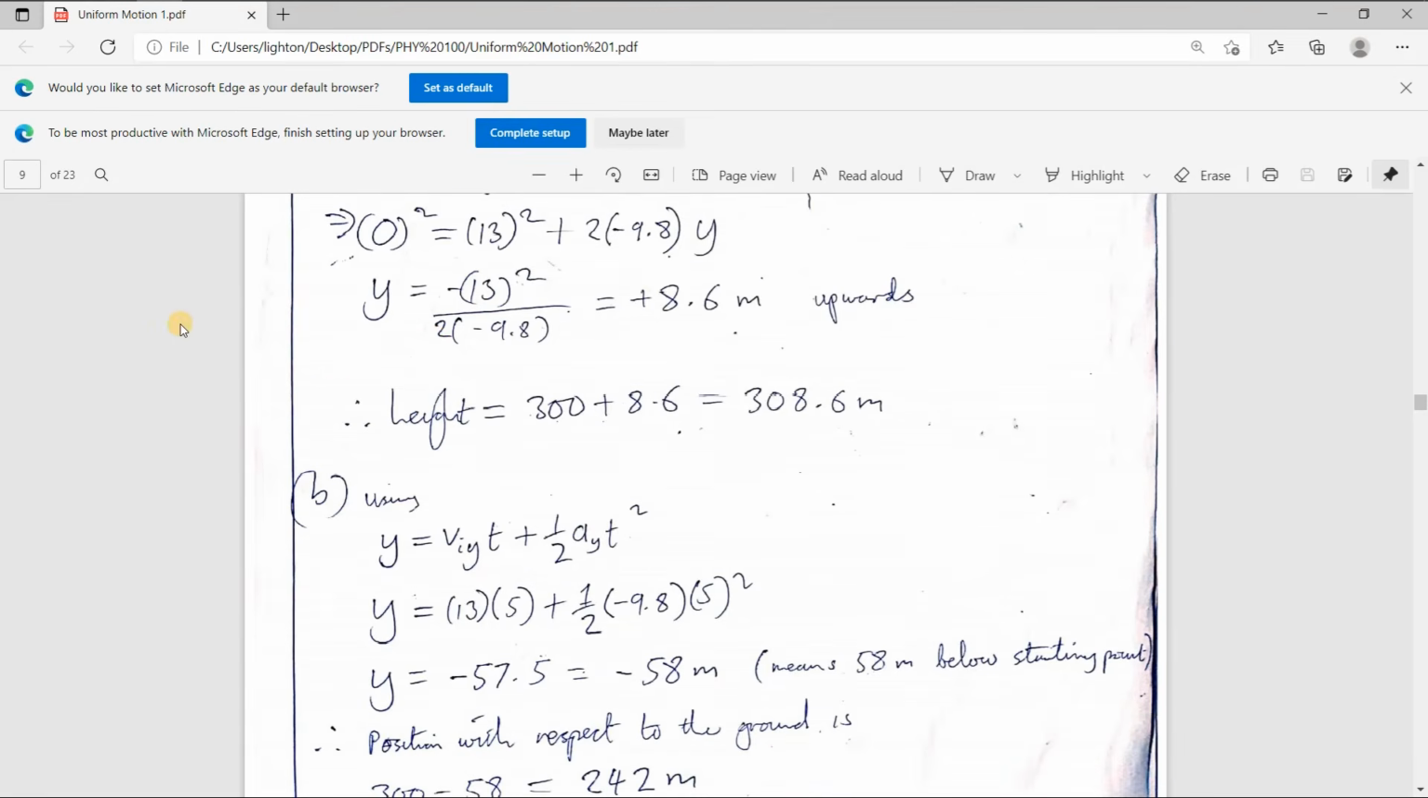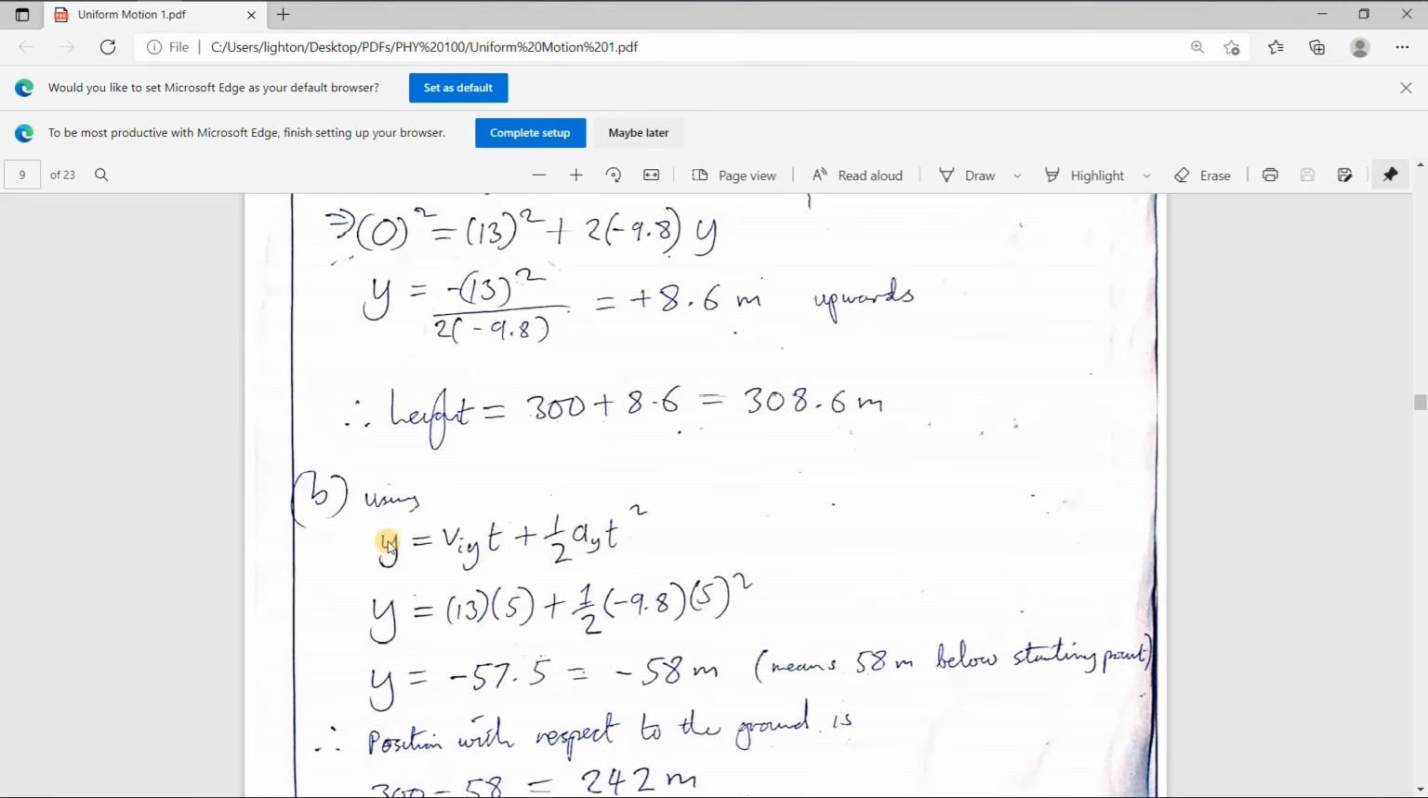Of course, we use one of the equations of uniform motion. Five seconds after it is released, let's see what we get. We know we're working with the vertical axis here because this object is dropped vertically. That's why we're using y here.